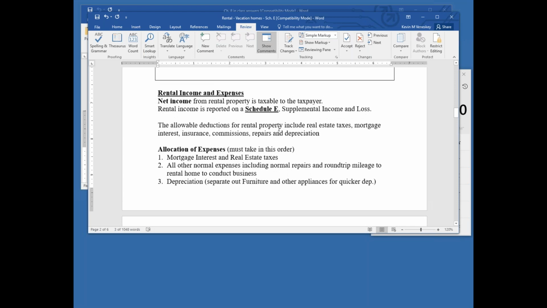All right, with rental income and expenses, we're going to do these on Schedule C. I'll bring up a Schedule E, I should say. I'm going to bring up Schedule E in a few more minutes, and we're going to see how it works in our tax software.